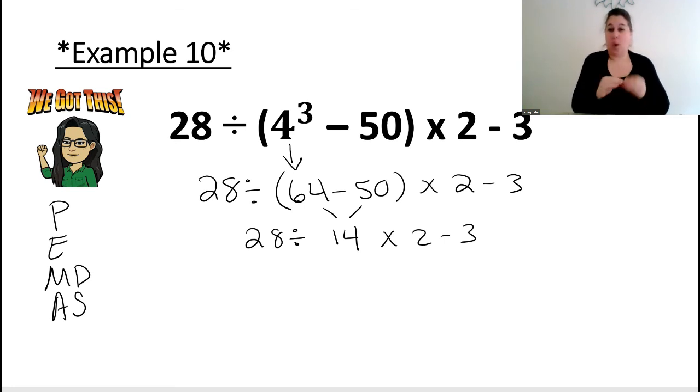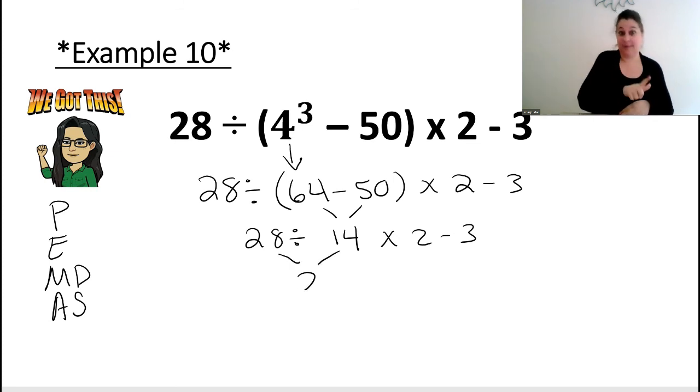All right, so let's ask ourselves, are there any more parentheses now? Nope. Are there any more exponents? No. Are there any multiplication or divisions? Yes. Left to right. So 28 divided by 14 is 2. Now bring everything down. Times 2 minus 3.